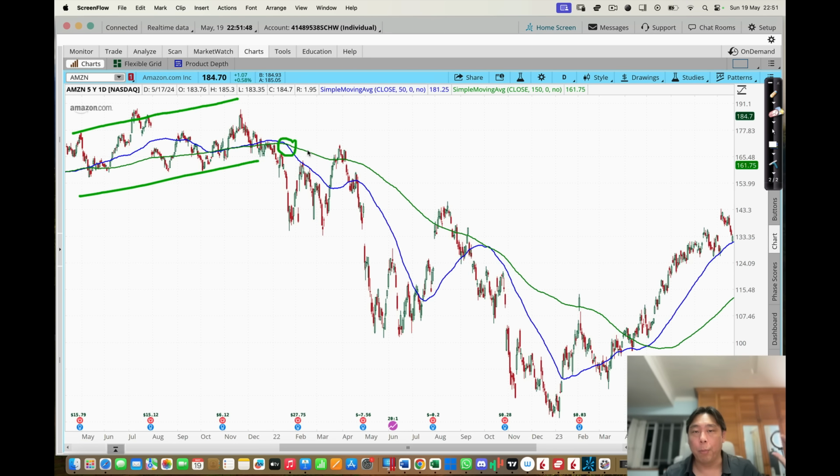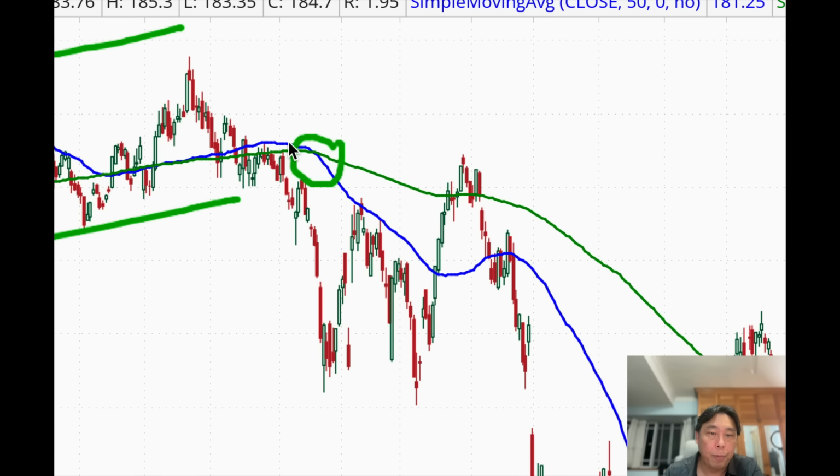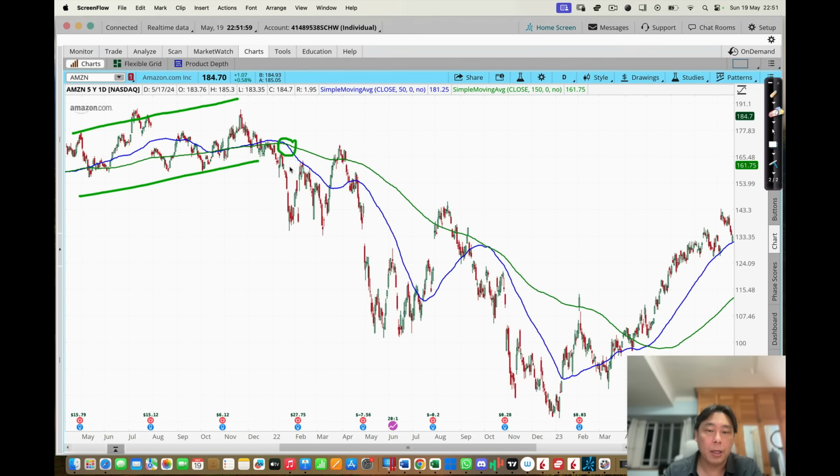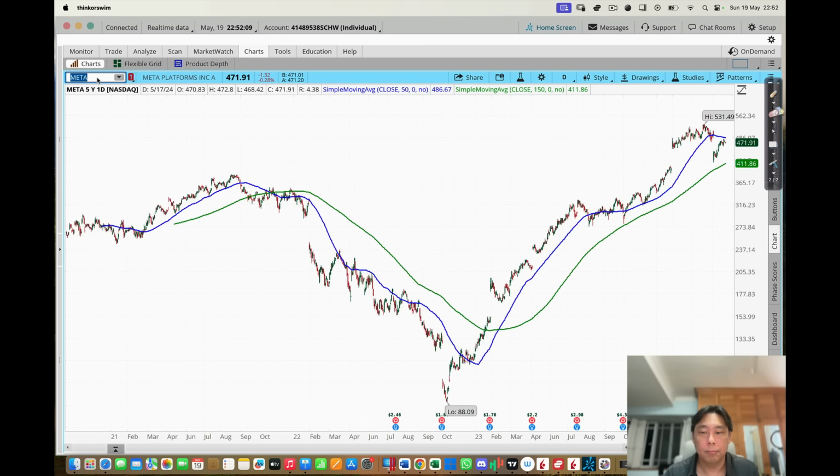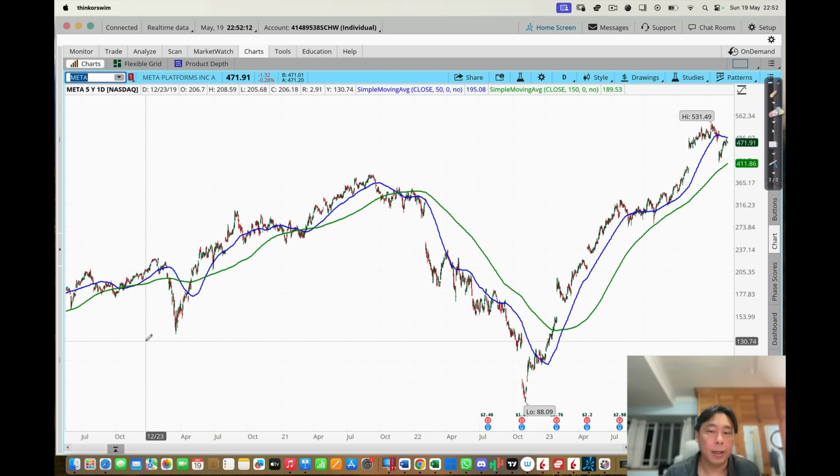If one of them is sloping up, it is not a change in trend. So over here, you can see, let me zoom in, the blue is sloping down and the green is sloping down. So that confirms that downtrend. Pretty simple. Let's take a look at a few more examples. Let's take a look at, let's say, Meta. All right, over here, okay?